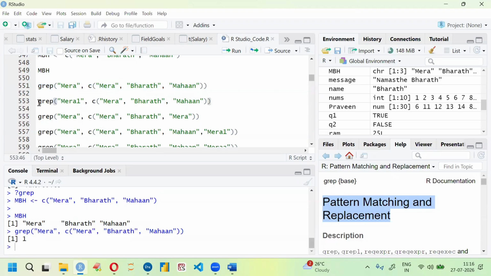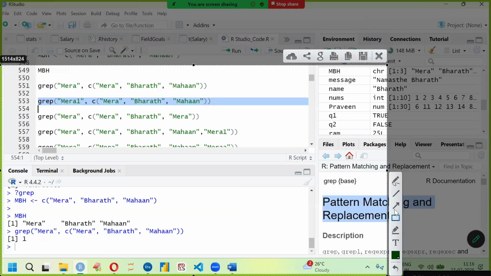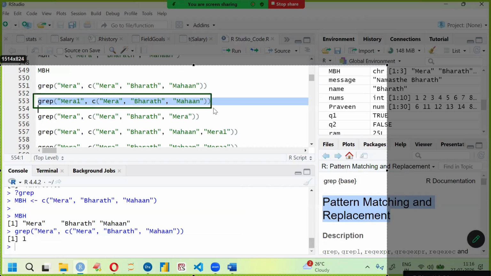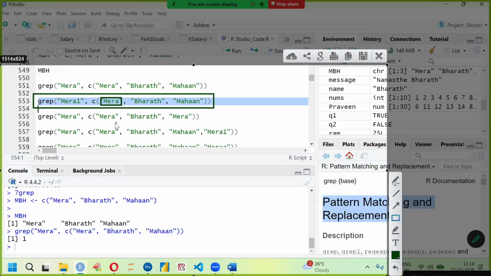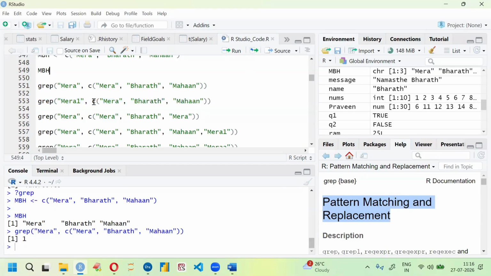Fine. Next, grep Mera1 in Mera Bharat Mahan. It is again looking for the pattern matching. So what would be the expected result from this one? Zero. Why 0? Because Mera1 is not there. Here Mera is there, and it is matching the pattern, right? Anyway, let us check what we will get. Fine, let us run that one.